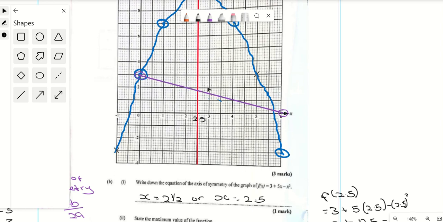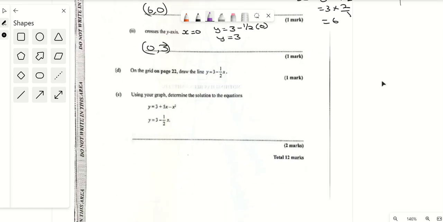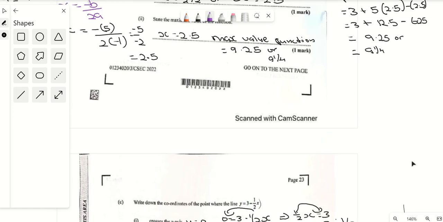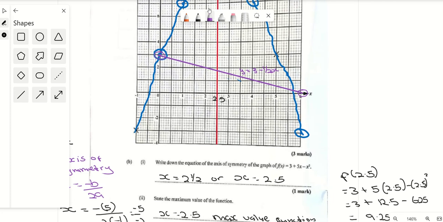Right, and this line here would be, hold on, I'm just going to label it. Y is equal to 3 minus a half x, right? That's the purple line there. Then they said using the graph, determine the solution to the equation. So they're basically asking you, when they say using the graph, to determine where these two intersect. So if we use the graph, at what point does my parabola and this purple line intersect, right?